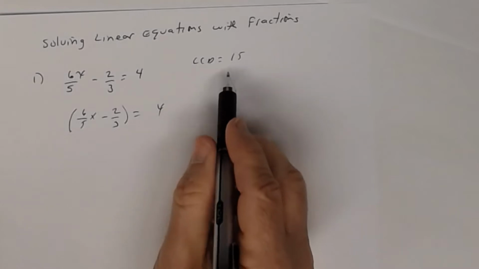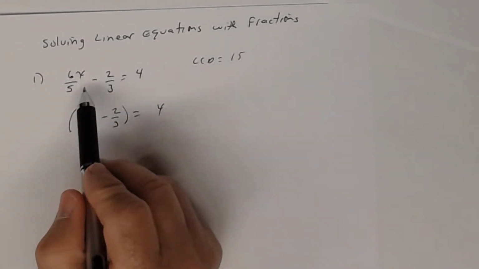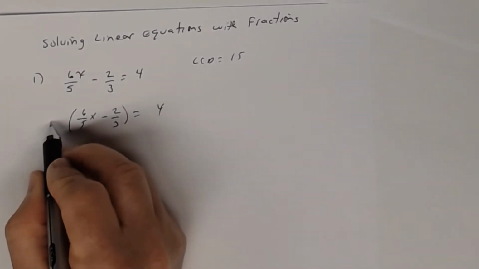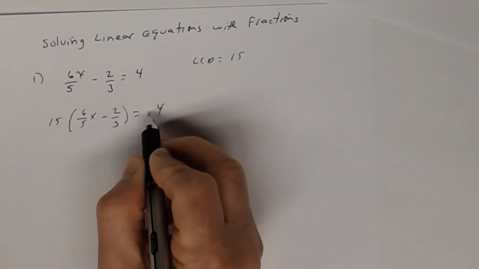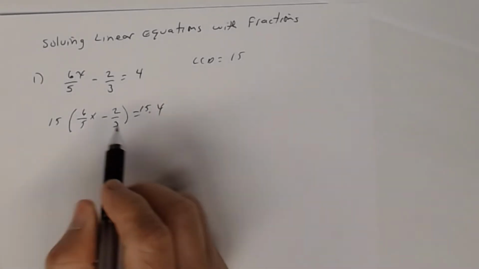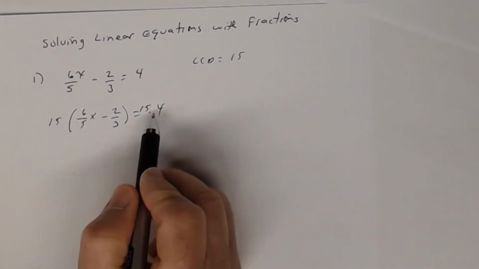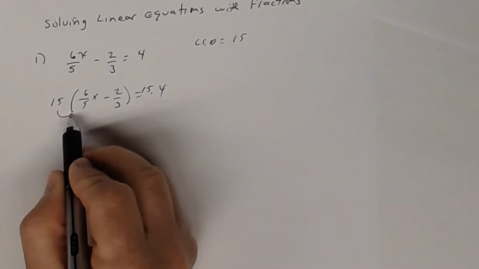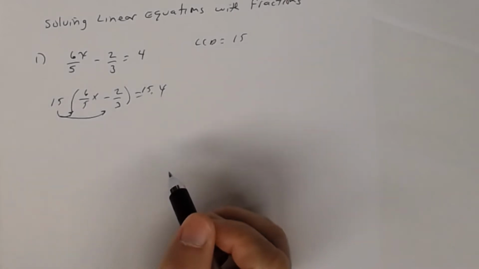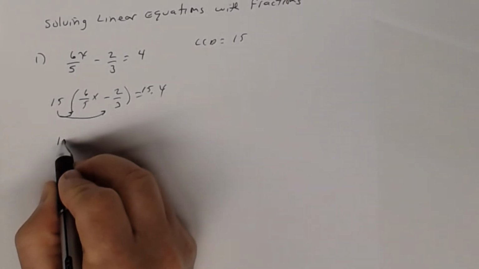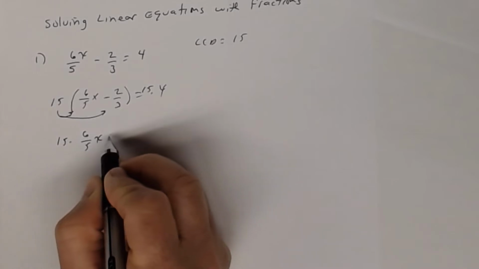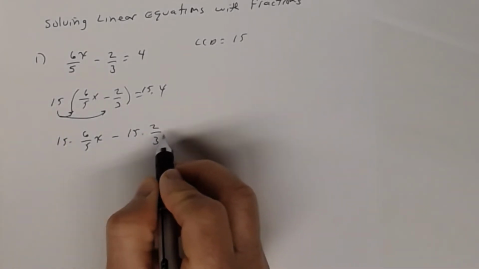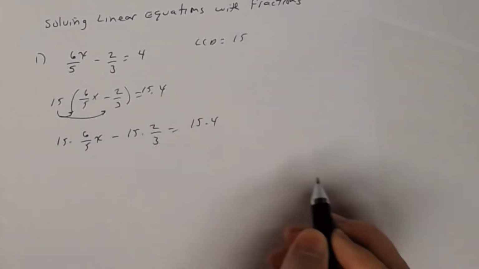Remember, the whole purpose of multiplying both sides by the least common denominator is to clear those fractions. So at this point, you're going to multiply both sides by 15, just like this. What you do to the left-hand side, you have to do to the right. Now notice I did introduce parentheses, so I've got to clear those parentheses using the distributive property. So I have 15 times 6/5 x, subtract 15 times 2/3, equals 15 times 4.